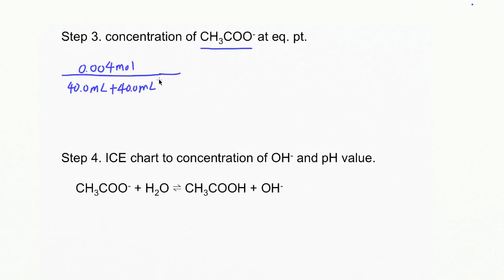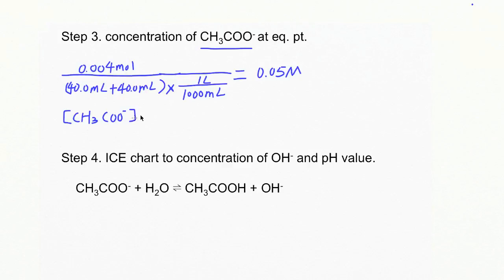Of course, you have to convert that to liters to do the calculation of the molarity. One liter. My calculation gives me 0.05 mole per liter. All right, so let me write it here: the concentration of the acetate is 0.05 mole per liter.